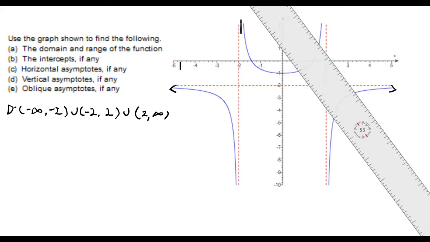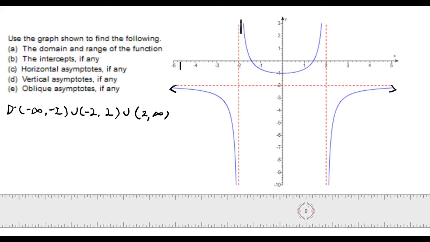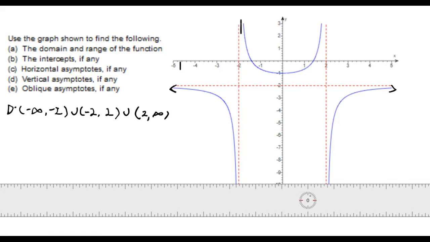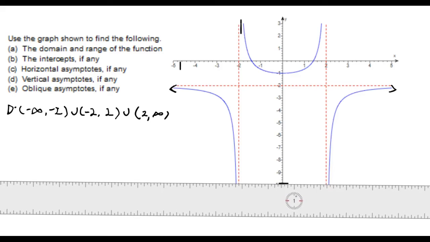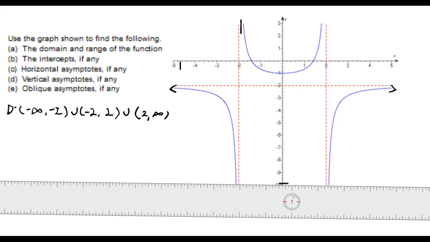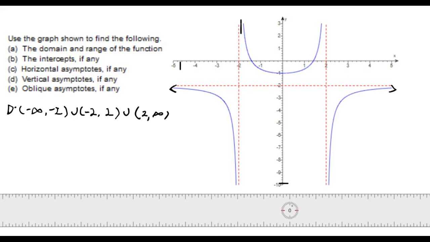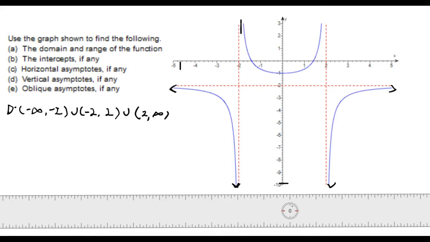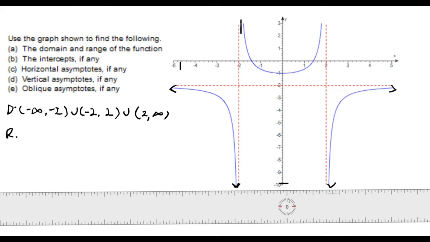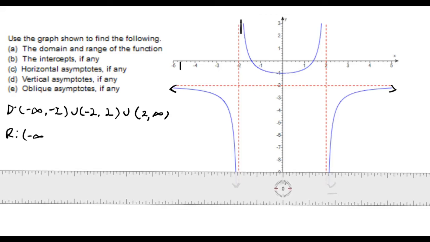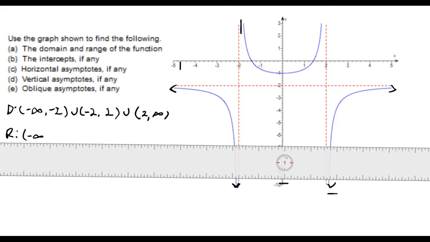Then for the range, I like to hold my pencil horizontally. I like to hold it horizontally because then you're pointing to the y scale as you move from bottom to top. As I move from bottom to top, I'm looking for where the ruler or pencil is hitting the graph. These two pieces of the graph right here, we consider them to go on forever. And so our range is starting at negative infinity.